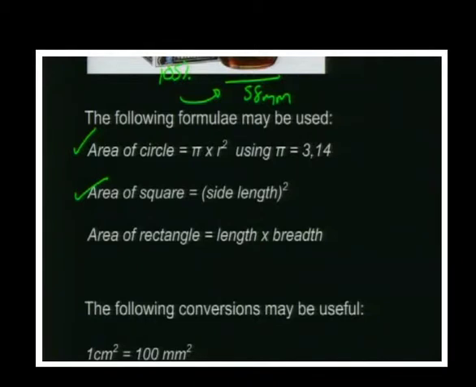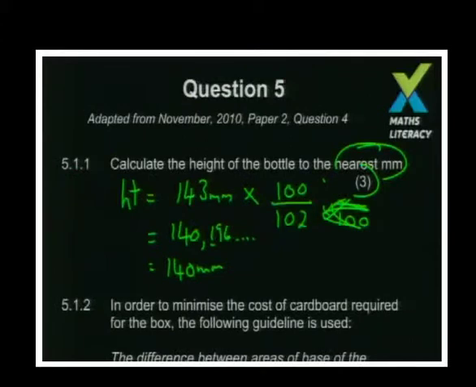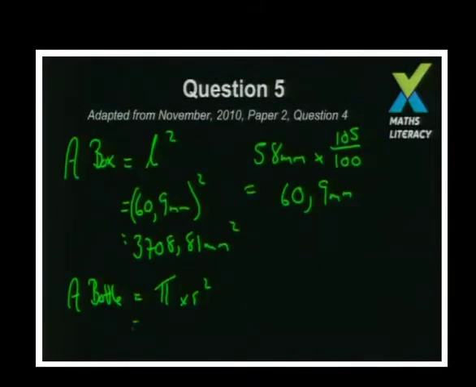Can you see how I'm ticking off the formulas as I use them? Because I know by the time I'm finished that whole question, I have to have used all those formulas. Otherwise, I could have a problem. Right, back to our question. Now, pi times the radius of the bottle.